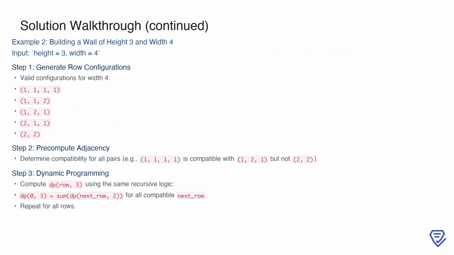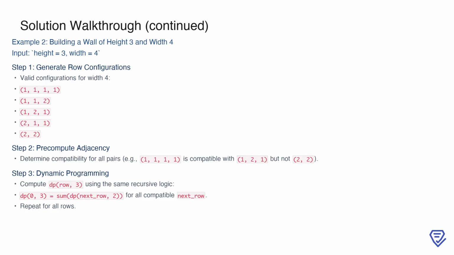Now let's consider a wall with height 3 and width 4. First, we generate the row configurations for width 4 using bricks of size 1 and 2. The valid configurations are 1, 1, 1, 1; 1, 1, 2; 1, 2, 1; 2, 1, 1; and 2, 2. Next, we determine the compatibility between these rows. For example, 1, 1, 1, 1 is compatible with 1, 2, 1 because their seams do not overlap, but it is not compatible with 2, 2, because both have seams aligned at the same positions. After pre-computing the adjacency list, we apply the dynamic programming approach.